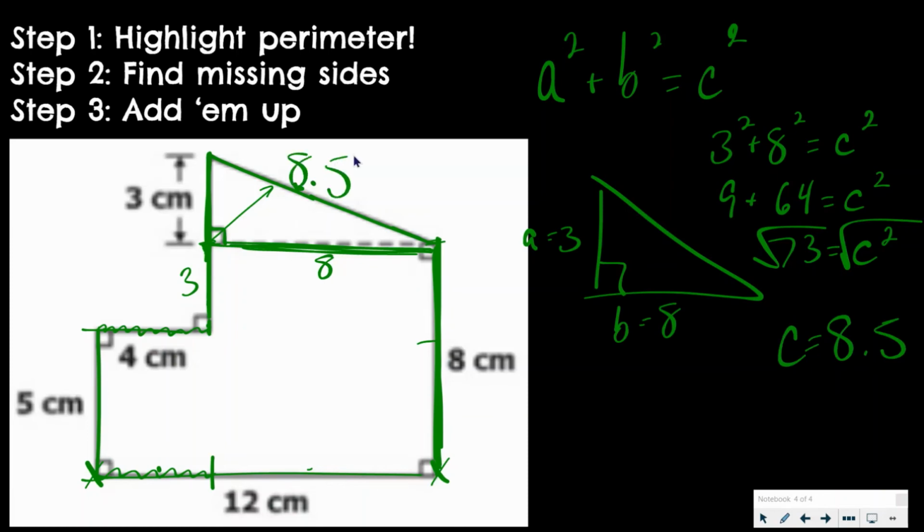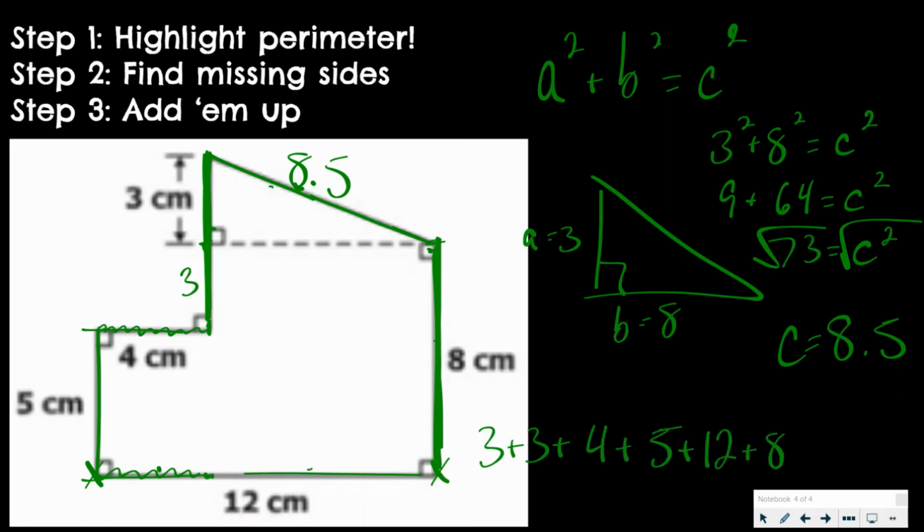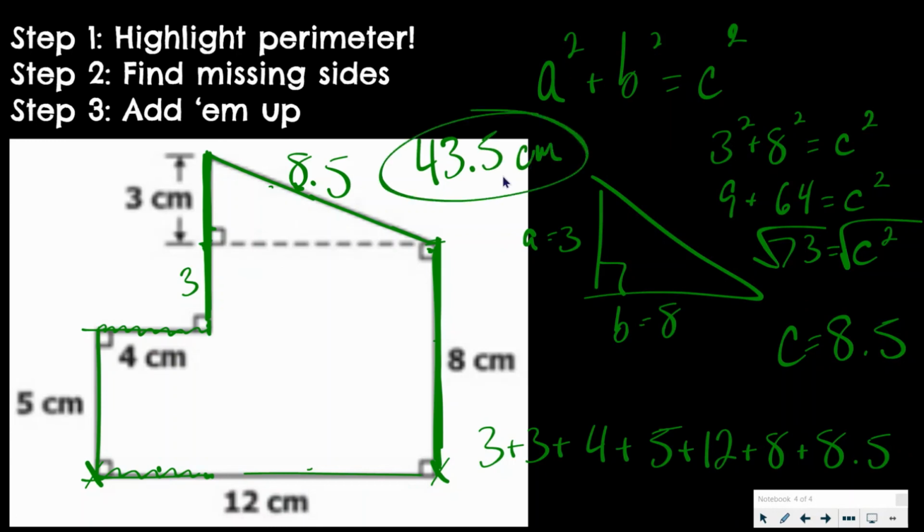So while you're doing this, you're going to end up finding some of the sides in the middle. Make sure you get rid of those. Make sure you don't include those in the perimeter. When I'm thinking about the perimeter, I'm just going around the outside. I just want to add up anything going around the outside of the shape. So 3 plus 3 plus 4 plus 5 plus 12, 8, and then 8.5. So when I add all of those up, that gives me a total of 43.5 centimeters. That's the total perimeter of that shape.